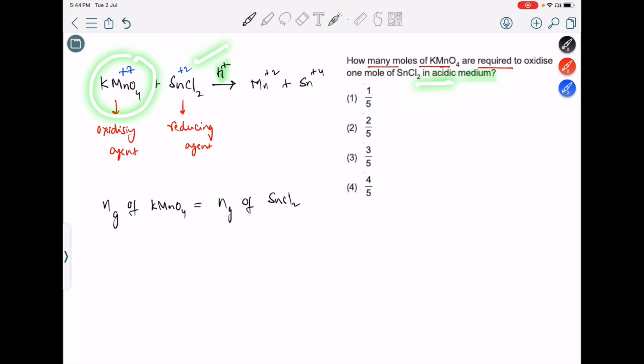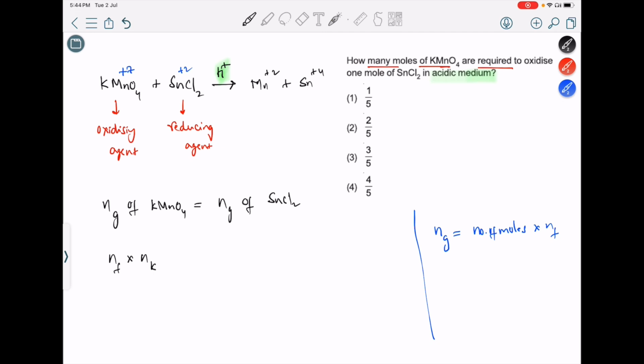Now they're asking us to find the number of moles of KMnO4 which are required to oxidize 1 mole of SnCl2. Then what do we do? I try to convert this number of gram equivalents into number of moles. So what is the relation between number of gram equivalents and number of moles? Number of gram equivalents is equal to number of moles into n factor. So here I can write n factor into number of moles of KMnO4 which equals n factor of SnCl2 into number of moles of SnCl2.